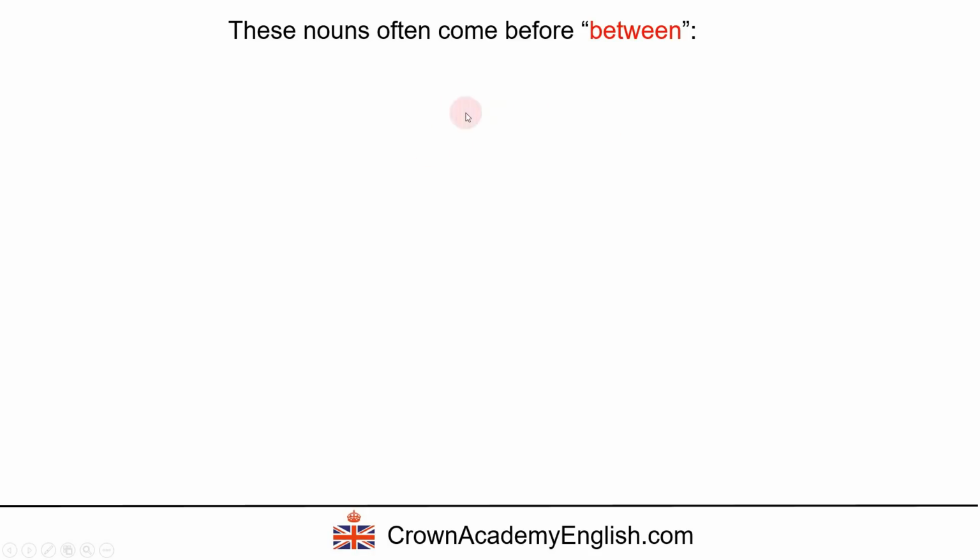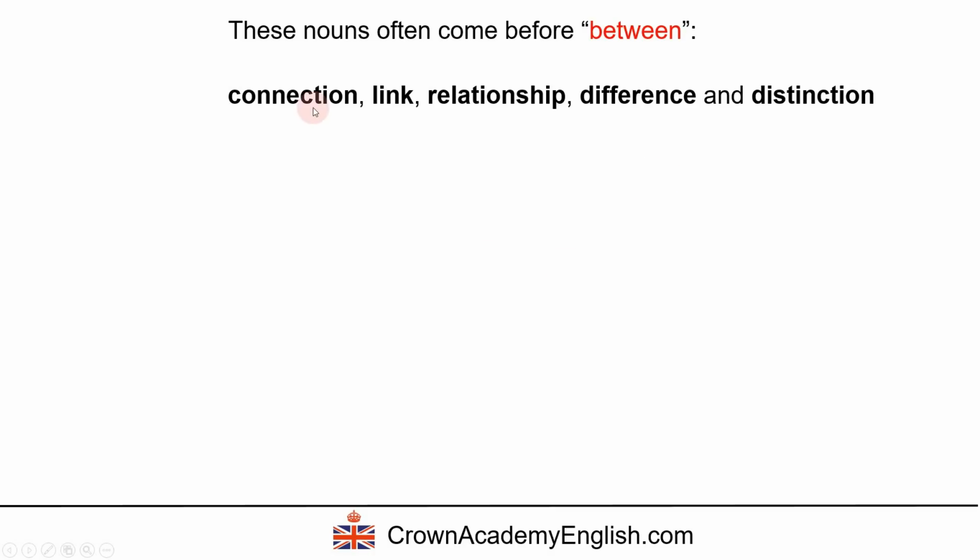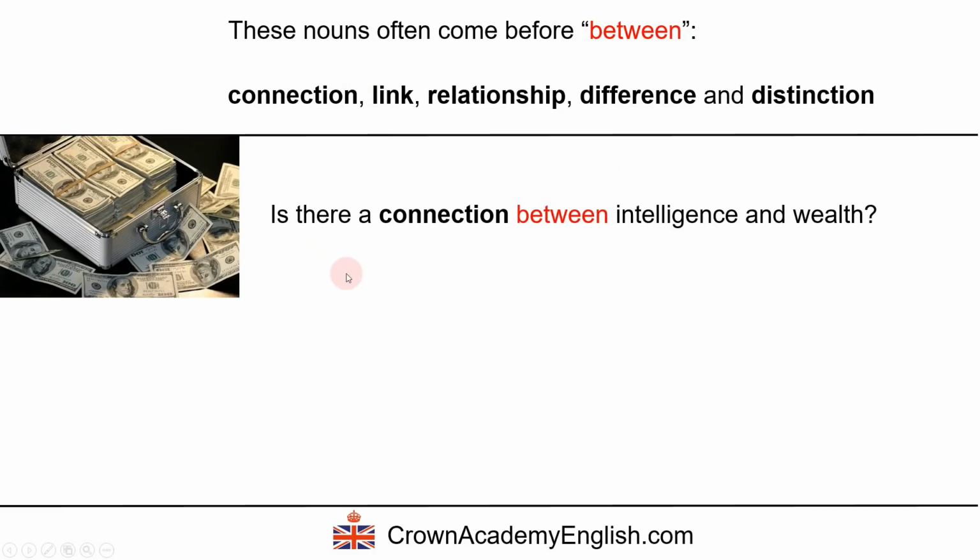There are some common nouns that often come before the word between. Connection, link, relationship, difference and distinction. You've already seen this one. Remember, I said there are many differences between lions and elephants. Let's have a look at these two. So here we have a question. Is there a connection between intelligence and wealth? Okay.